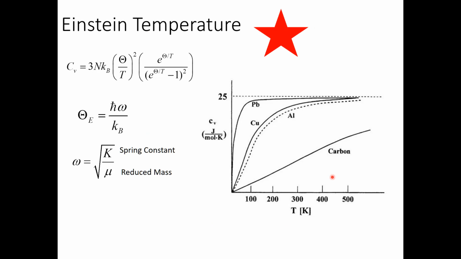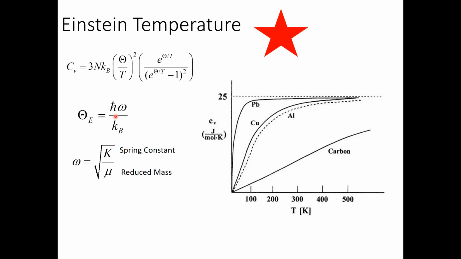Okay, so let's review. This big red star is to let you know this is important. So the heat capacity in the Einstein temperature can be written in this form. Earlier we wrote that θ equals hν, or ħω, which is another way of writing hν. ħω is h over 2π times 2πν. Anyway, divided by Boltzmann's constant. And ω is what we call the spring constant.